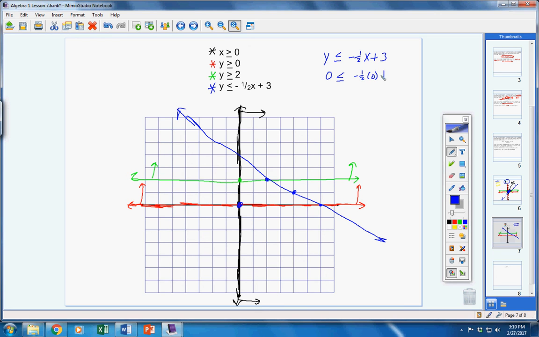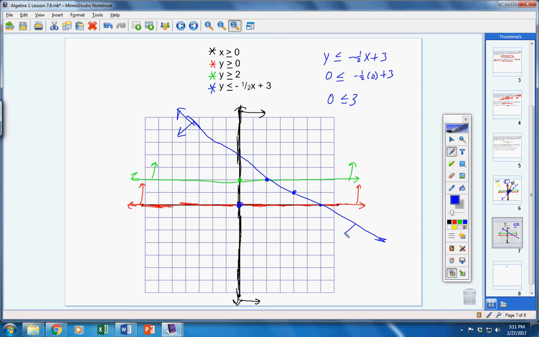Put a 0 here. And what do we have? 0 is less than negative 1 half times 0, 0, 0 plus 3 is 3. 0 is less than 3. That's true. 0 is less than 3. So we're going to shade towards 0, 0.